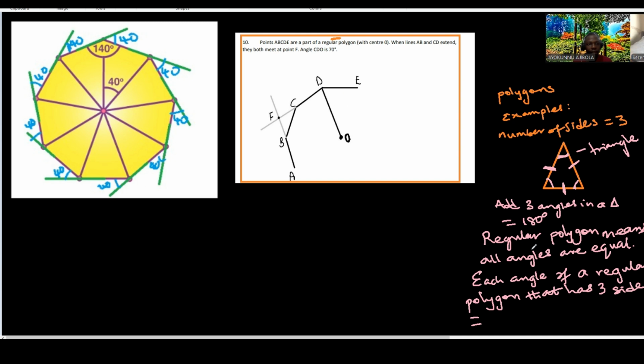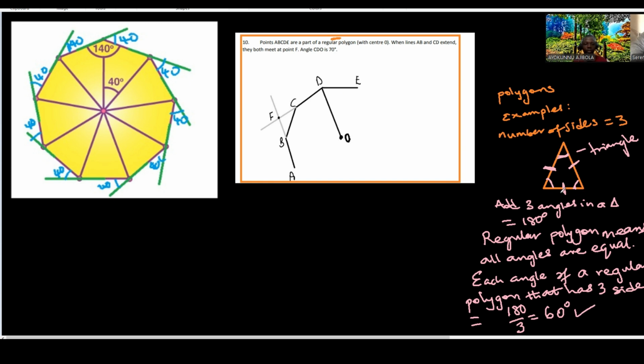What will it be? That'll be 60. Do you think so? Do you think it will be 60? I think so. Yeah, because 180 divided by 3, that is 18 divided by 3 is 6, then 0, and that is 60 degrees.